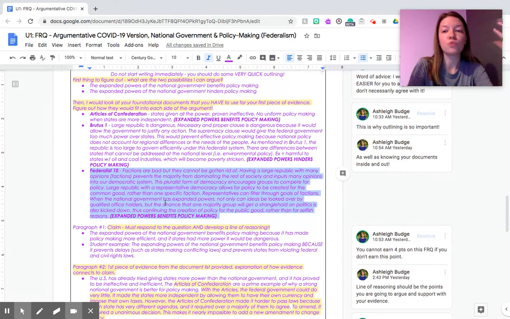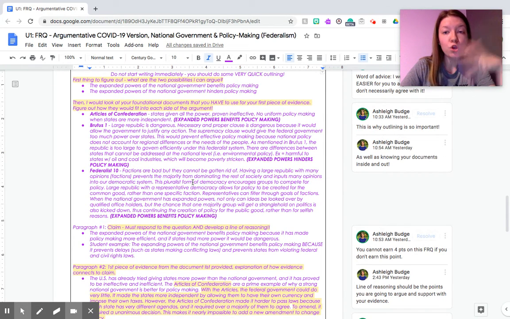When we have a large republic, the more opinions you have, the more beneficial it will be, right? This ultimately is a hallmark of pluralist democracy, right? If you use this document, you could even throw that in there just to show the reader that you know your stuff, okay? Ultimately, when we're looking at this, Madison was saying that having many factions encourages groups to compete in policymaking.